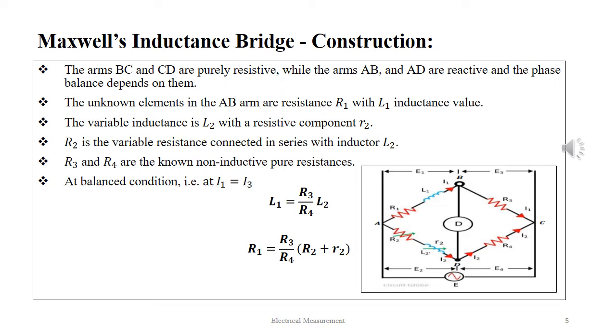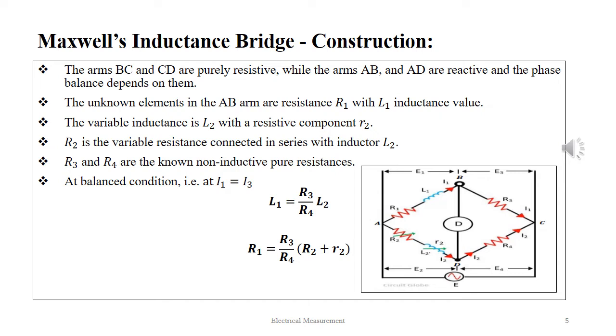Here we see the schematic representation of the Maxwell's inductance bridge. The arms BC and CD are purely resistive, while the arms AB and AD are reactive, and the phase balance depends on these two arms AB and AD respectively. The unknown elements in the AB arm are resistance R1 with L1 inductance value.